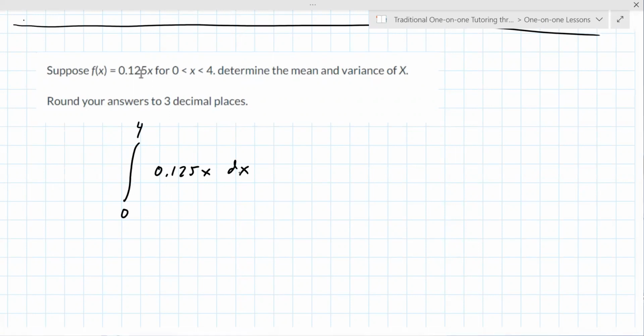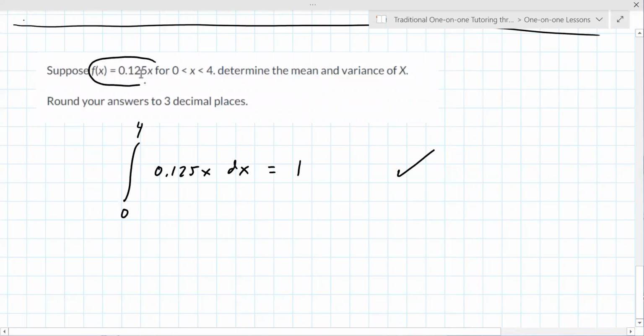So if you integrate this function from 0 to 4, this should equal 1. Okay, and that's your starting point. This is your f of x up here. This is your a. This is your b. You should always be able to integrate it and get 1 like that. That has to be a starting point here.